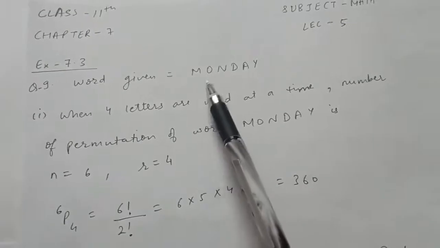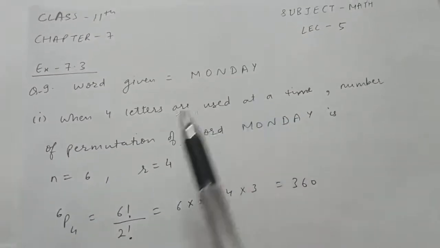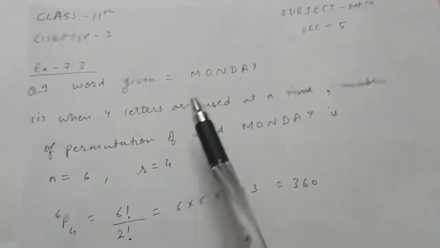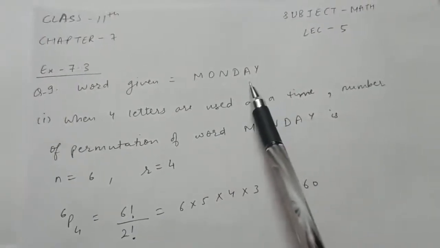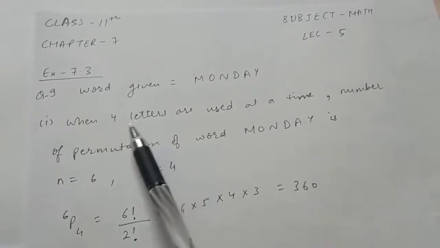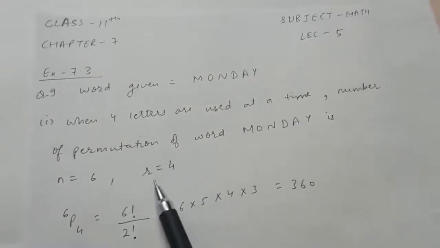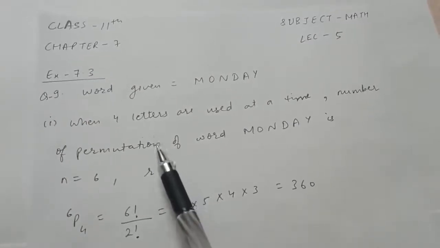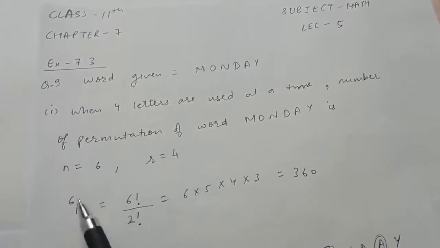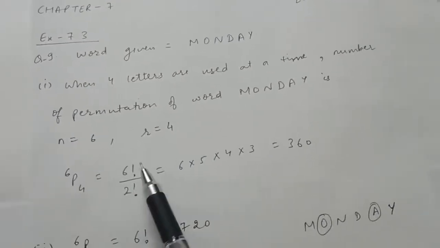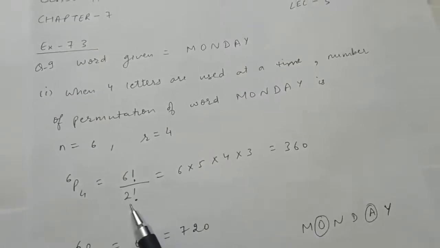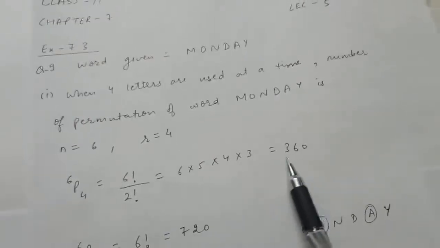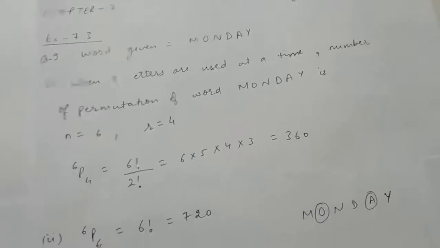So see, Monday consists of 6 letters, therefore n is 6. Also this is the case when all the objects are distinct and at a time we have to use 4 letters. So r is 4. Therefore the number of permutations will be 6P4. So 6 factorial upon 6 minus 4, that is 2 factorial. So you will get the answer as 360, right?